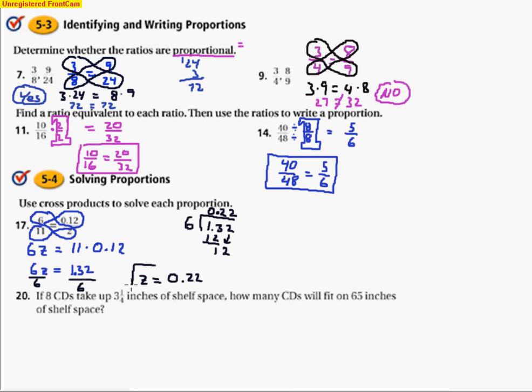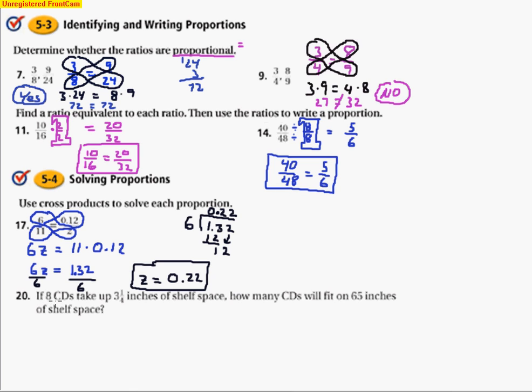So that's solving using cross products. Well, we're going to use those cross products to set up an equation, or actually a proportion, also an equation, from these word problems. And number 20 is one of those. So the way we're going to do that is we're going to start by making a proportion. What I like to do is write the units that go in the proportion rather than just numbers initially, so I understand where things go.